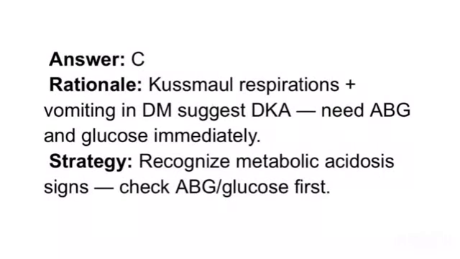Rationale: Kussmaul respirations plus vomiting in DM suggest DKA, need ABG and glucose immediately. Strategy: recognize metabolic acidosis signs, check ABG/glucose first.